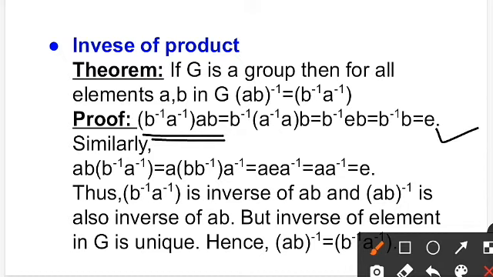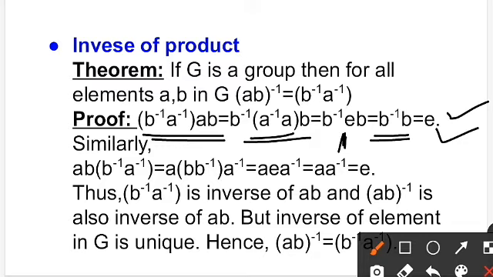So what are we doing here? We take B inverse A inverse into AB. We can write it as B inverse into A inverse into A into B. This is by associativity. Then A inverse into A is identity, so here we put the identity element E. Therefore B inverse into E into B, which can be written as B inverse into B, but B inverse into B is nothing but the identity. Therefore we have shown that B inverse A inverse into AB is equal to E.